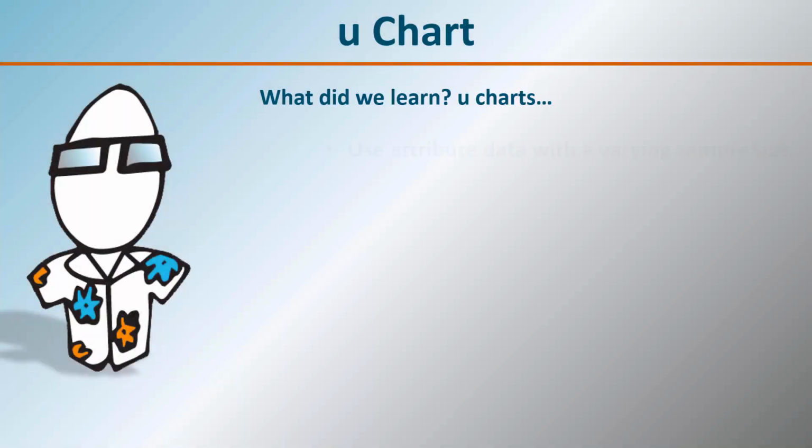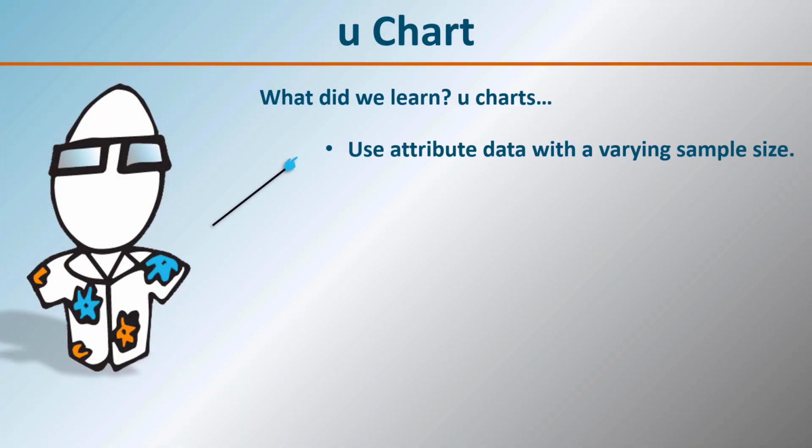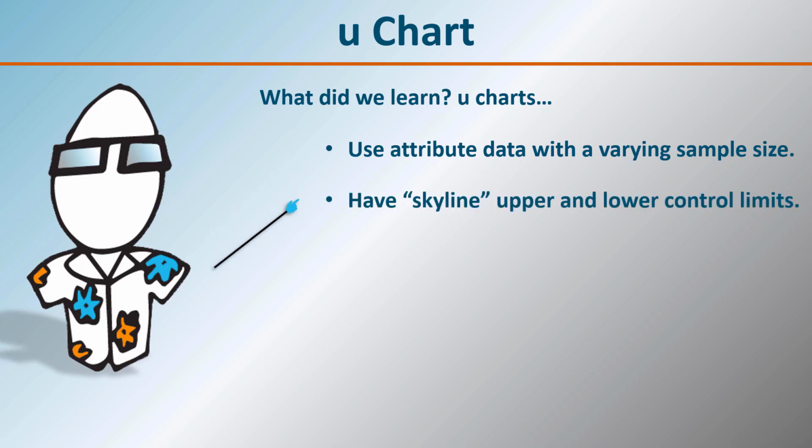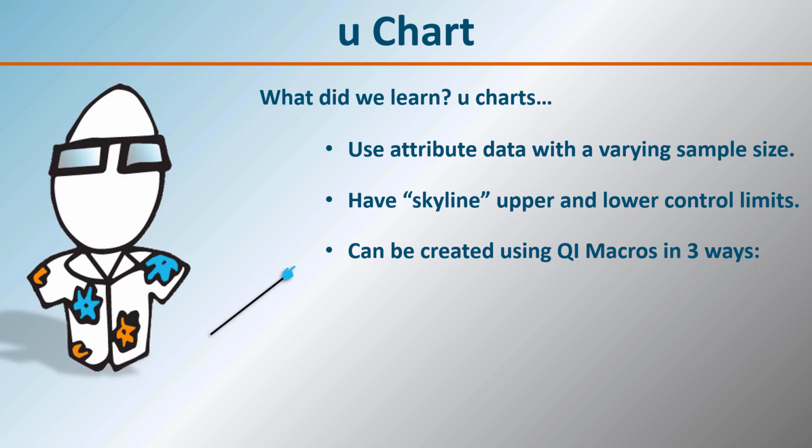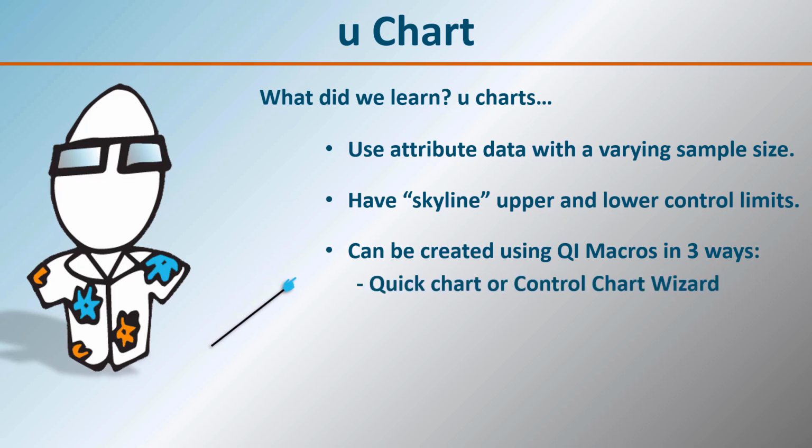So, we learned that U-charts are used to count the number of defects within a varying sample size. Skyline limits are unique to the P-chart and the U-chart, and U-charts can be created in QI Macros using three methods: a quick chart or the Control Chart Wizard, a template, or a dashboard.